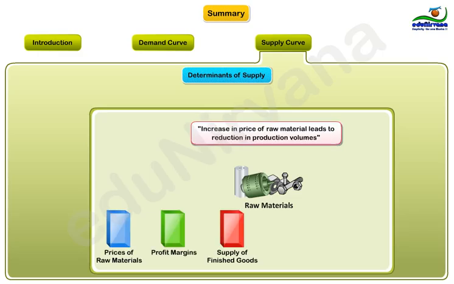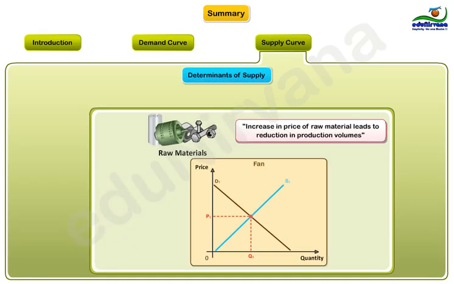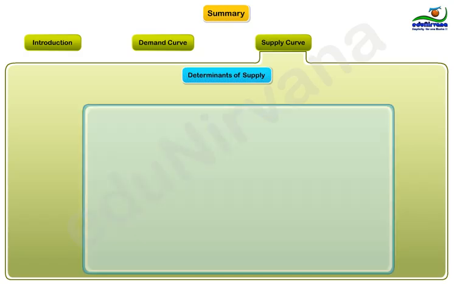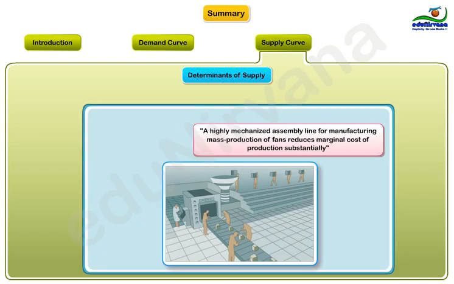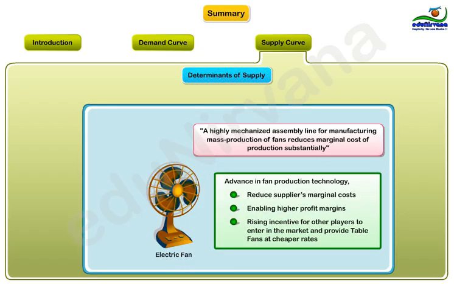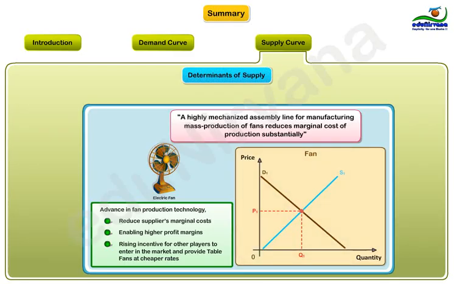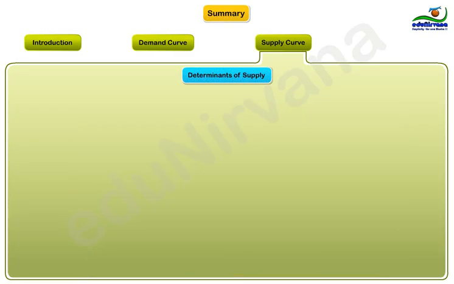Prices of raw material inputs. The higher the raw material input prices, the lower the supply, owing to lower margins. Hence, a higher price leads to a leftward shift in the supply curve and vice versa. Technology. The better the technology, the higher the supply, owing to better efficiencies of production. Hence, an improvement in technology leads to a rightward shift in the supply curve and vice versa.